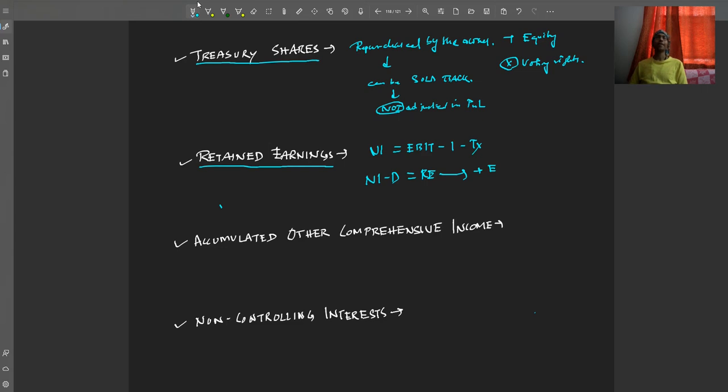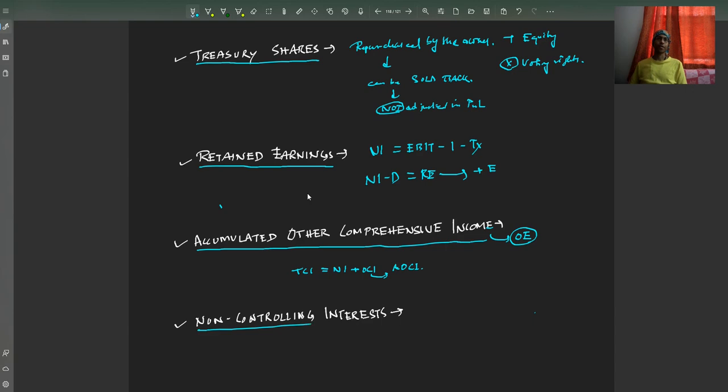Accumulated other comprehensive income. So friends, we have already become acquainted with what other comprehensive income is. The accumulated other comprehensive income is basically part of the owner's equity. So other comprehensive income we are already aware of, friends. Any accumulation of other comprehensive income is basically part of the owner's equity. Total comprehensive income for a period is net income plus other comprehensive income. Now whatever other comprehensive income keeps on accumulating forms part of the accumulated other comprehensive income.